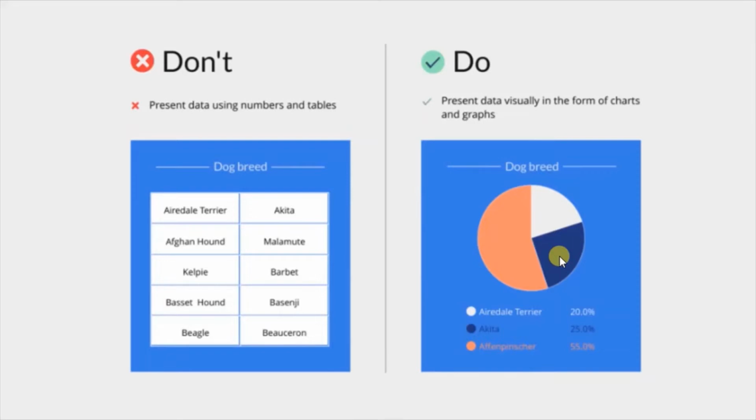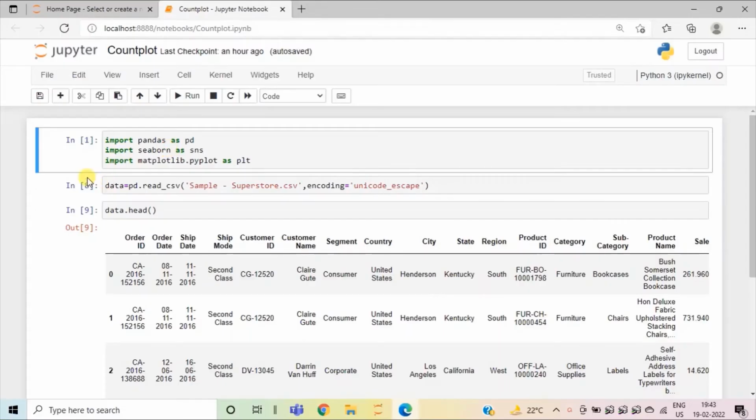Now, let's jump to Jupyter Notebook and see how to create a count plot in Python. Here I have imported all the necessary libraries. To create a count plot, we will be using Seaborn library and I have given it an alias sns. Then I have imported the pyplot sub package of the matplotlib library and given it an alias plt.